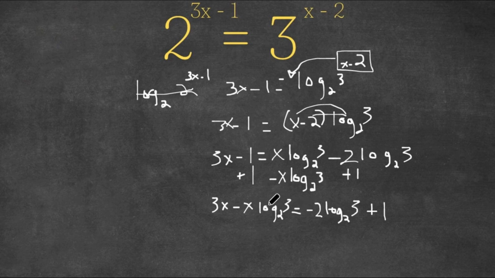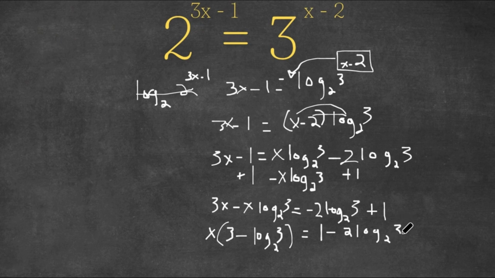All right, so now what we're going to do is we're going to factor out x from this expression. So if we factor out x, well, 3x divided by x is simply 3 minus x log divided by x is simply just log subscript 2 of 3, and this equals, well, I could just say 1 minus 2 of log subscript 2 of 3.